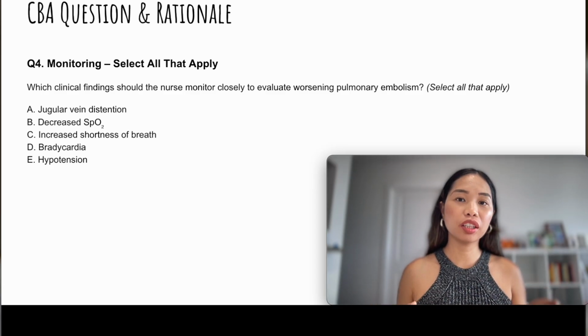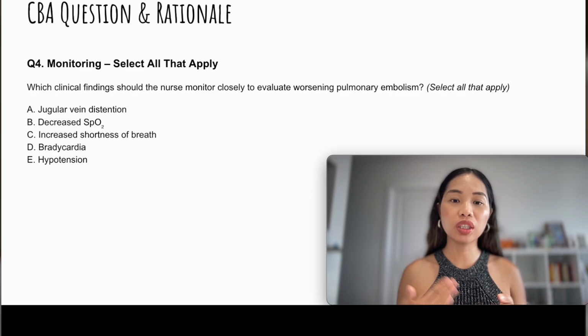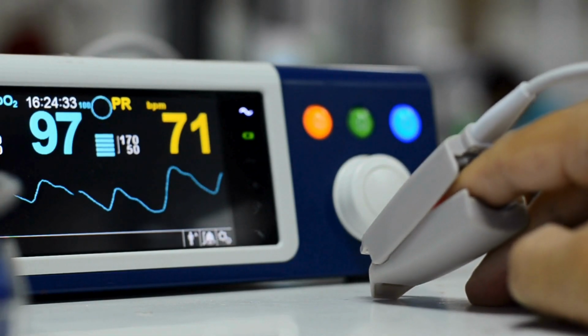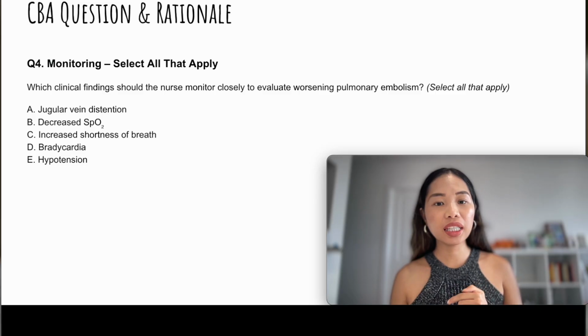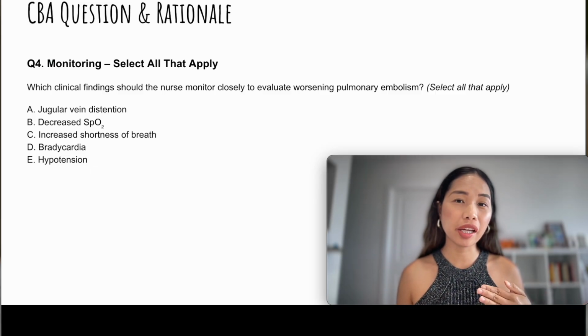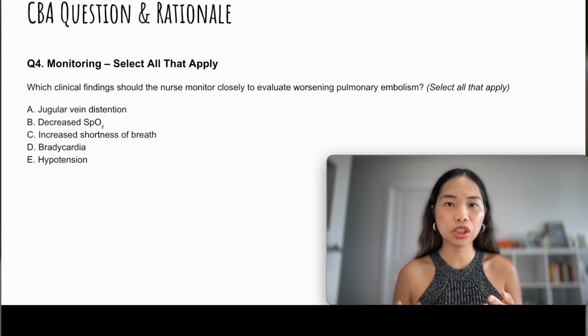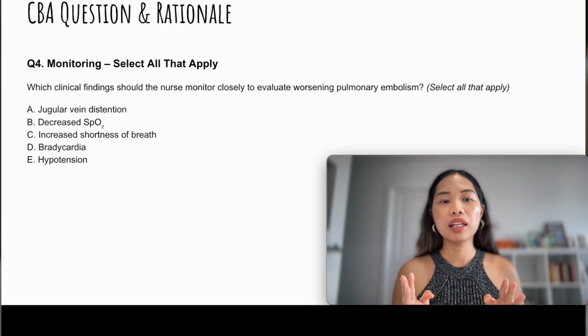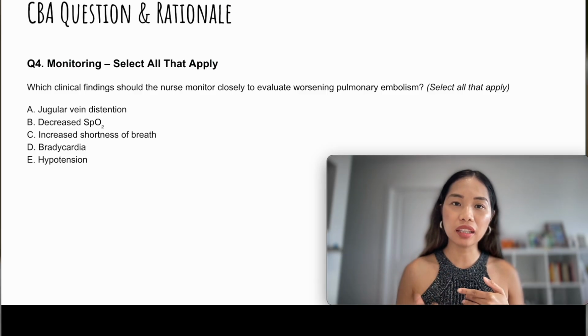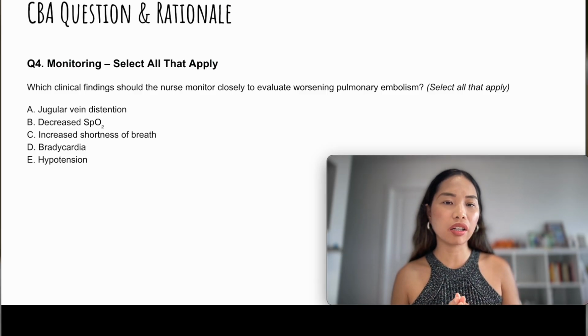Letter A, jugular vein distension, indicates that there is a strain on the right side of the heart. Letter B is showing hypoxemia for this patient. Letter C, increased shortness of breath, is a classic progression of pulmonary embolism, so you will see that with patients having PE. Letter D is not the right answer, that's wrong, as that's not expected. It's usually tachycardia for PE, for pulmonary embolism.